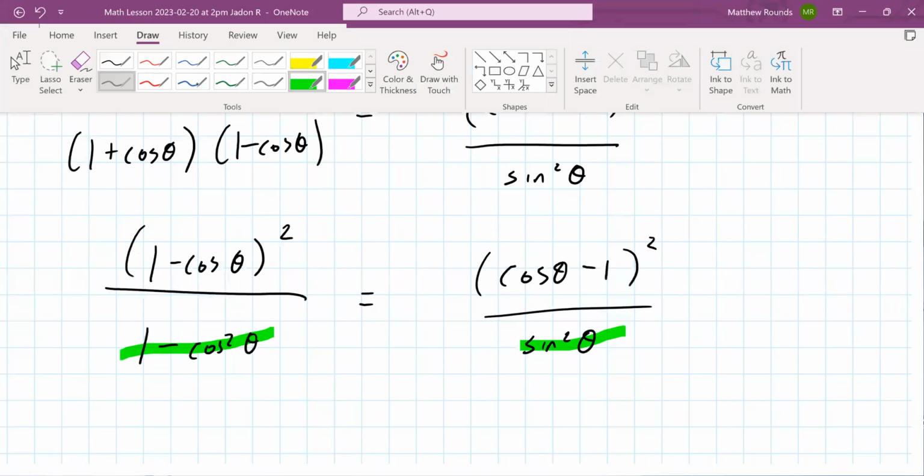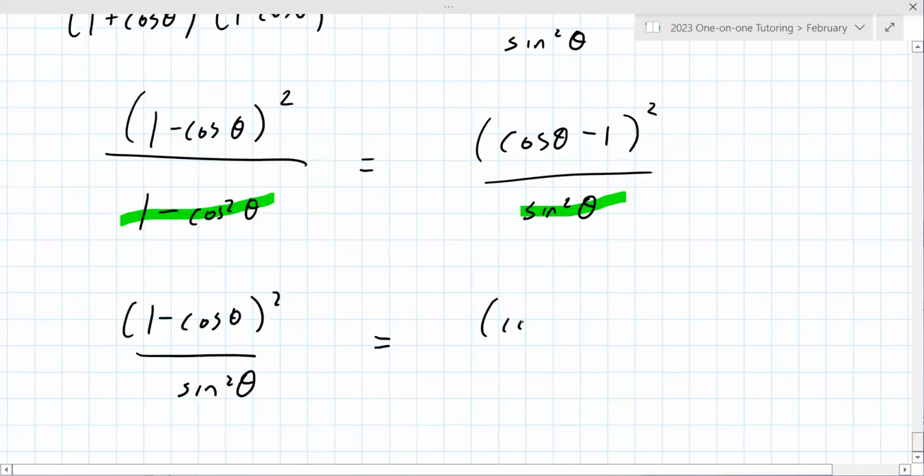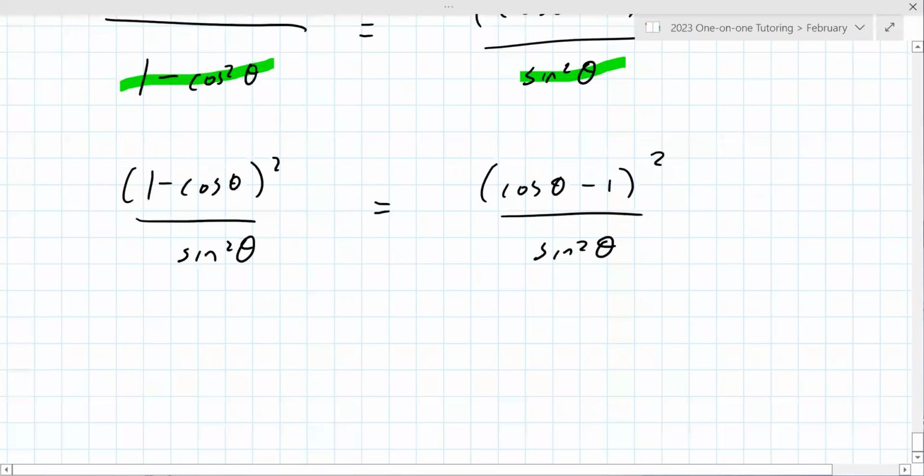Okay, right? So this ends up being 1 minus cosine theta squared over sine squared theta. And on the right, cosine theta minus 1 squared over sine squared theta. So in terms of what to do next, if you square the tops, you will find that they're the same.